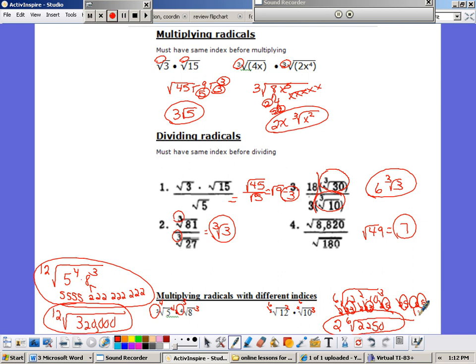So I can multiply and I can divide with indexes that don't match. I just have to get them into a common index and change the exponent inside to compensate for it.